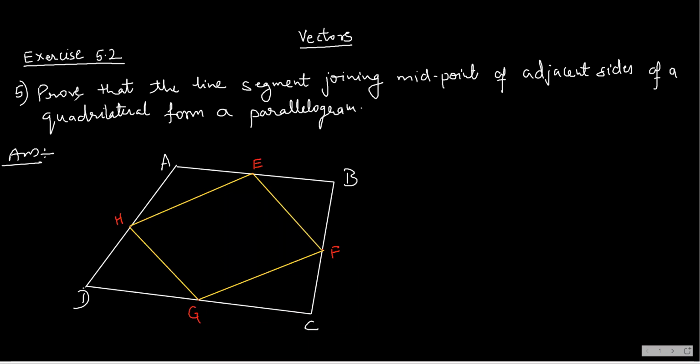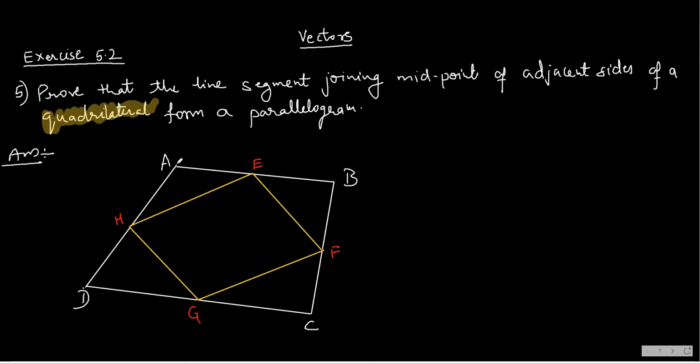Now in this question, question number 5 is: prove that the line segment joining midpoints of adjacent sides of a quadrilateral form a parallelogram. What we have to prove? We have to prove that the line segment joining midpoints of adjacent sides of a quadrilateral form a parallelogram. Now here, they haven't said anything about the quadrilateral. So what does that mean? It means that it could be any kind of quadrilateral.